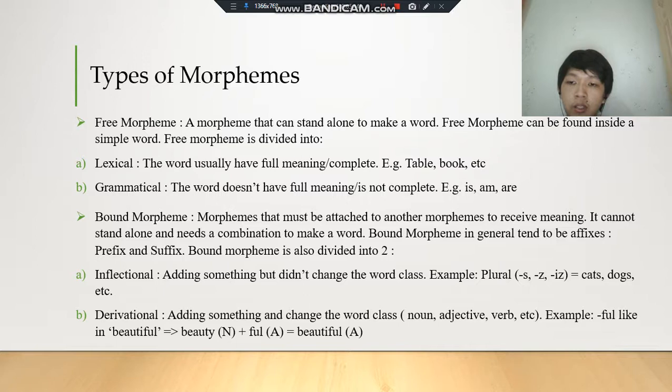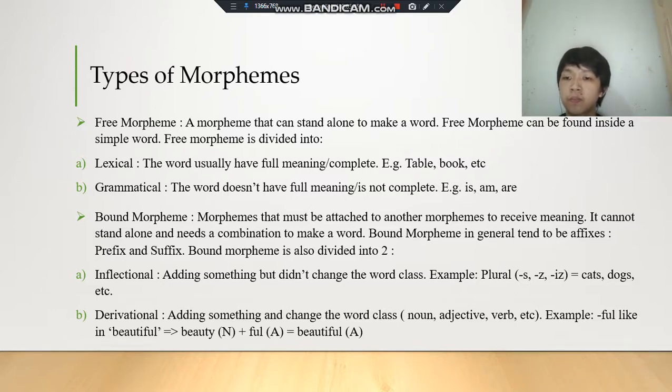Number one, inflectional. It is adding something but it doesn't change the word class. For example, the plural, such as s, z, and iz. The word examples are cats and dogs. It combines the word cat and the plus s to make the plural form of it.